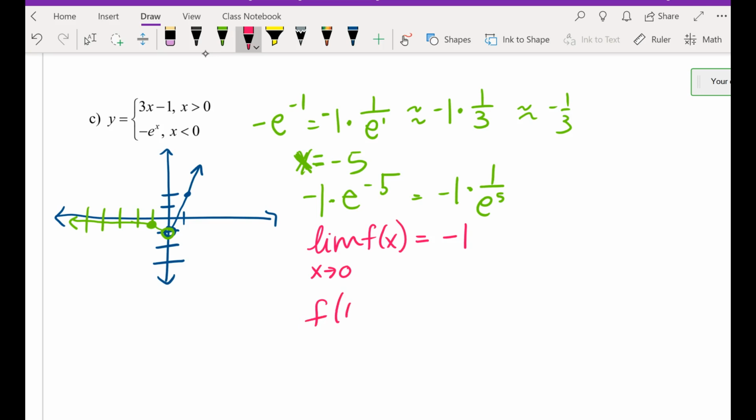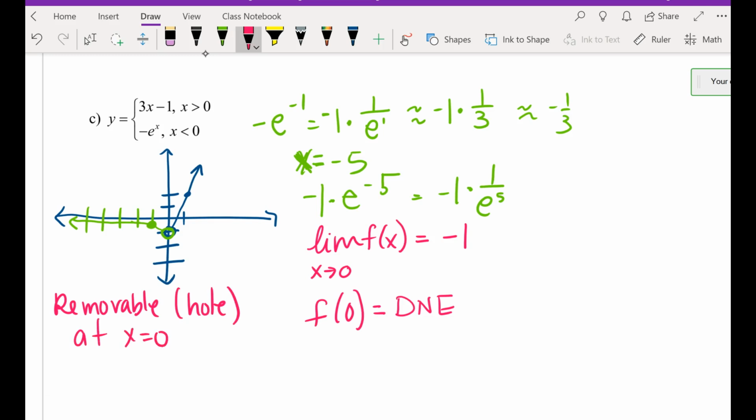But does f of 0 exist? No. So that's the definition of a hole, right guys? The limit exists, just not the same as your algebraic value. So this is a removable, aka a hole, at x equals 0. Okay, so that's how we determine the type. Last example, and then I'll let you loose.